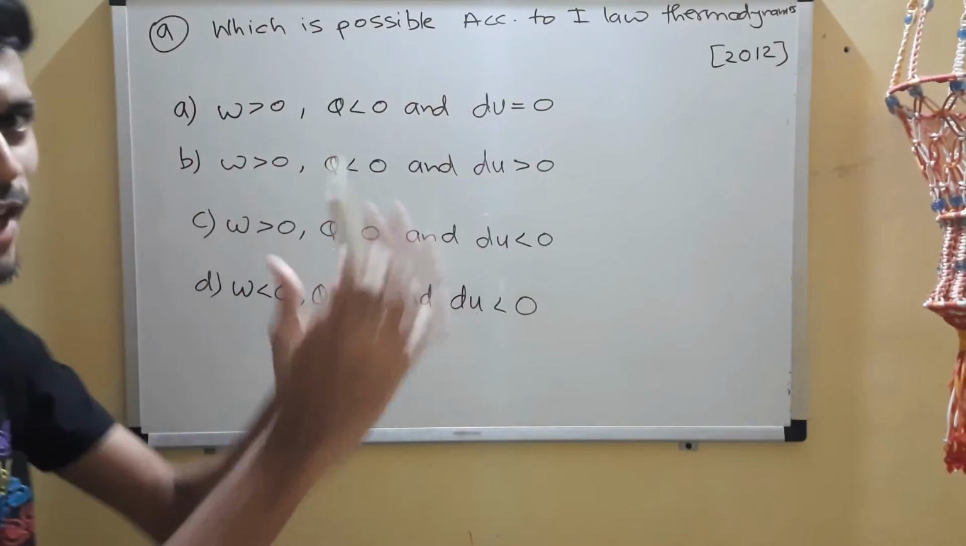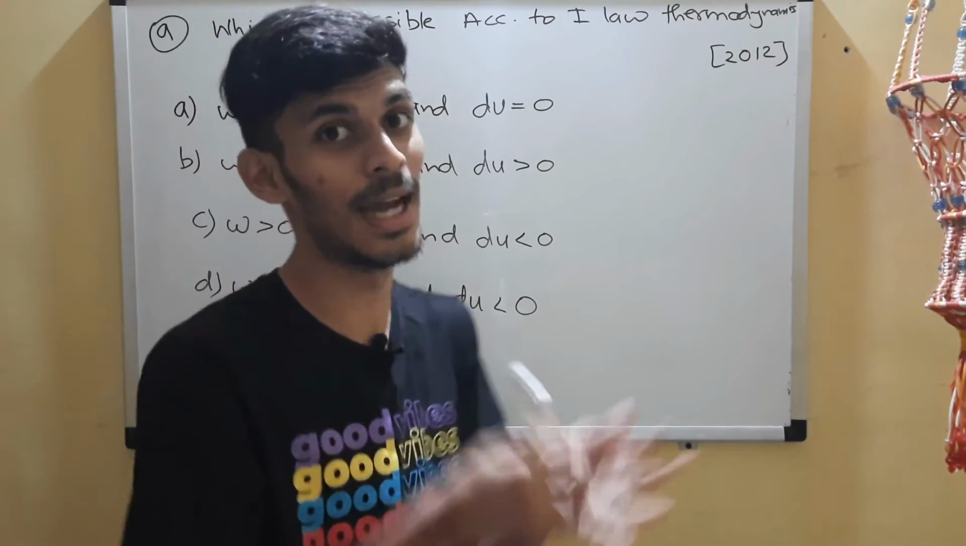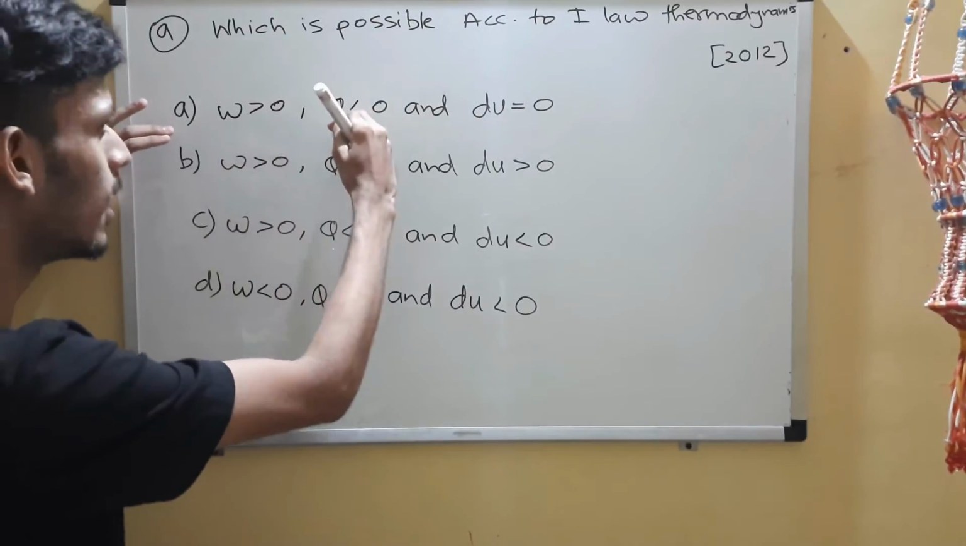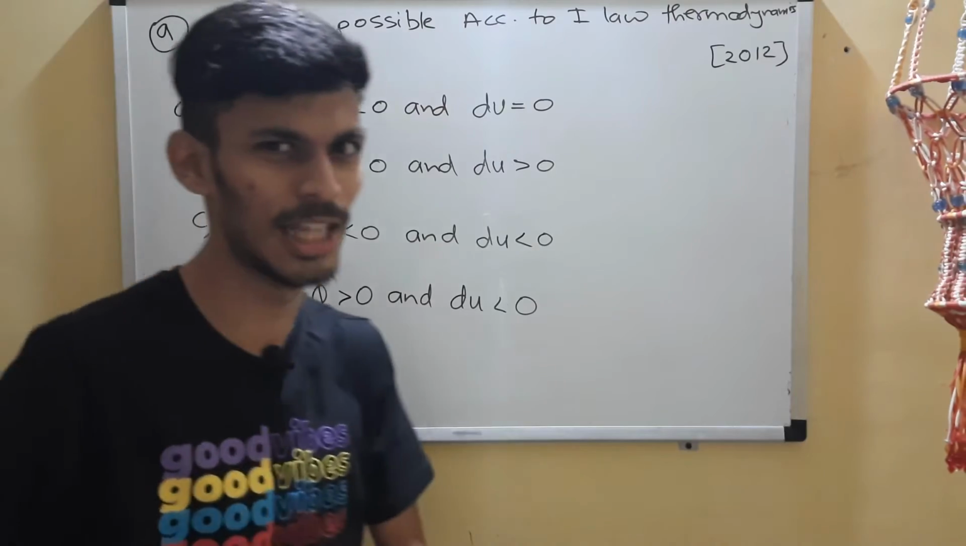Okay, that is how we are going to take it. So work is positive means work is done by the system, right? Profit. So work is done by the system, heat is released. Heat is released by the system. Will the internal energy be negative?